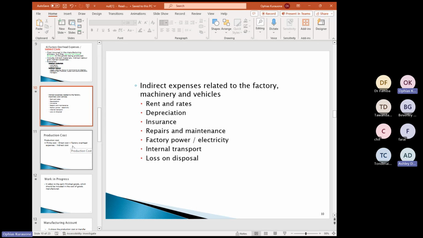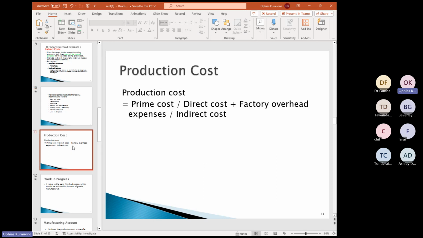Then we go on to what we call production cost. So our production cost consists of prime cost.